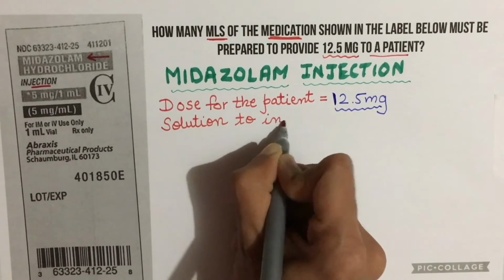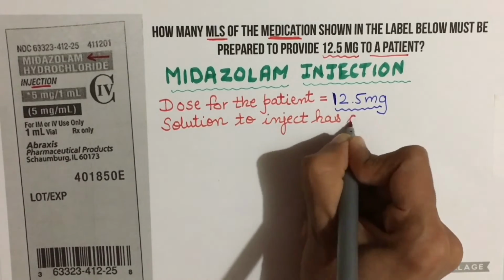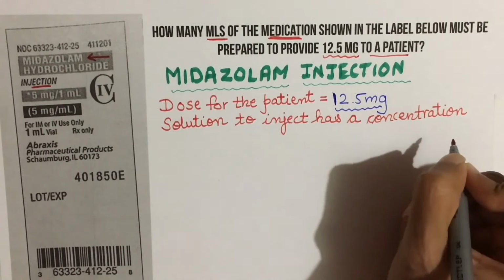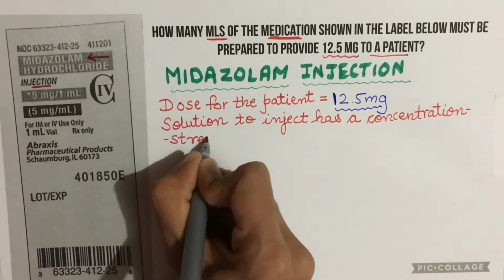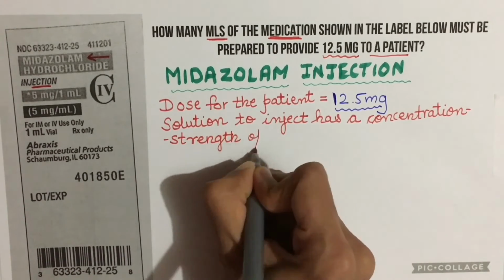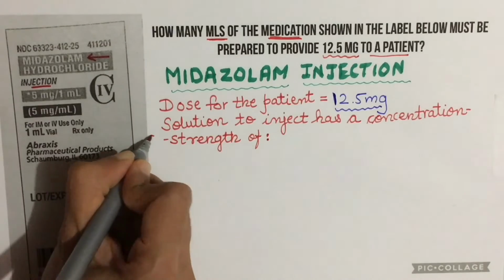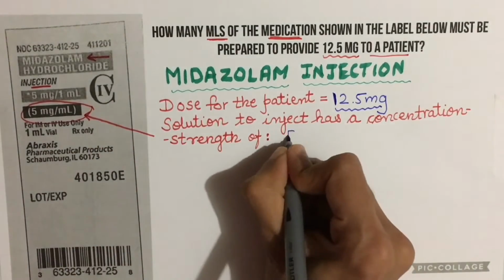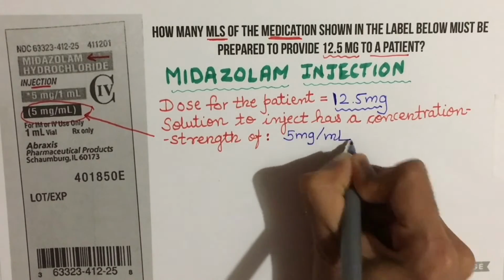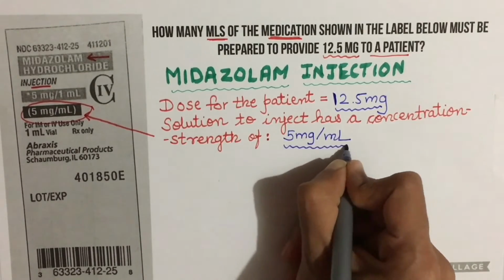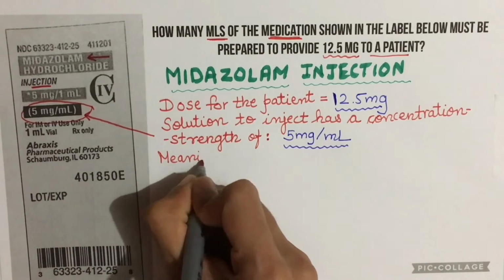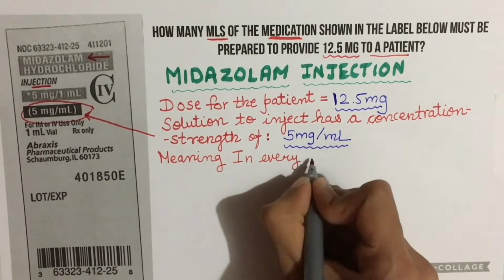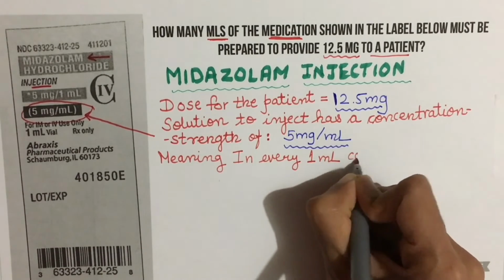But since this is a solution, which means active drug particles are dissolved in a liquid vehicle, we need to know the concentration strength of the solution that we need to inject, which is 5 milligram per 1 ml, or 5 milligram per ml. So what does that mean? 5 milligram of active drug particles are present in every 1 ml of the solution. So in every 1 ml, there is 5 milligram of midazolam.